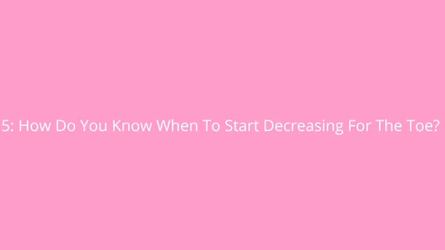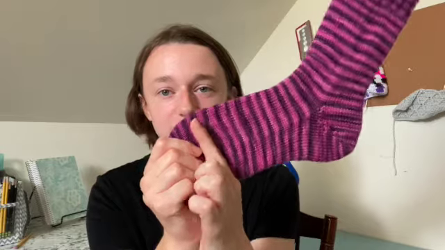The last question is, when do you start decreasing for the toe? Now, here's my easy answer that I still use to this day. When you try your sock on, if it covers your little toe, then you're ready to decrease for the toe. That's it. That's my little tip. When you put your sock on, you're about here, and it covers your pinky toe, you're ready for decreasing.